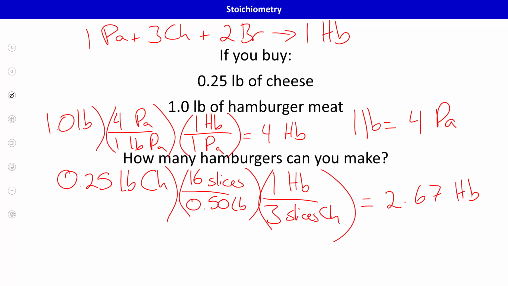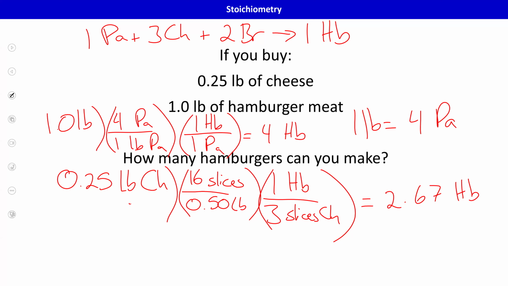So I have enough hamburger meat to make 4 burgers. But the cheese, I only have enough to make 2 2/3 hamburgers. So what's gonna run out first? Cheese.